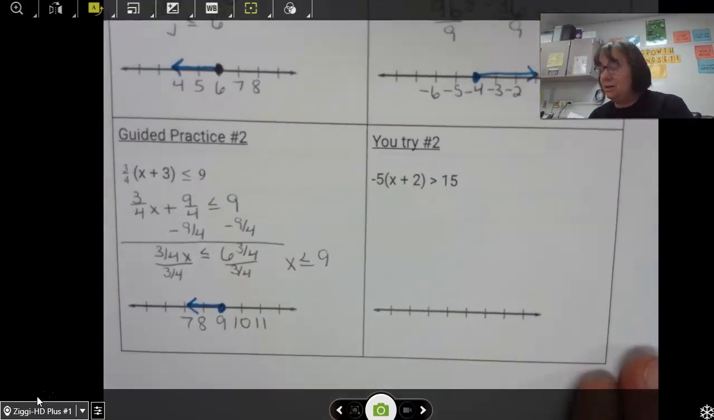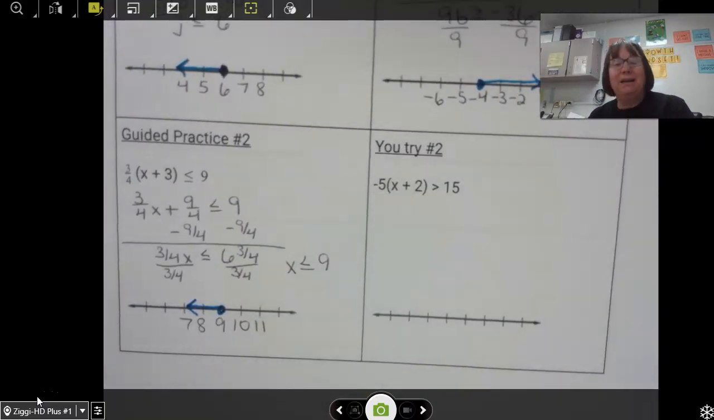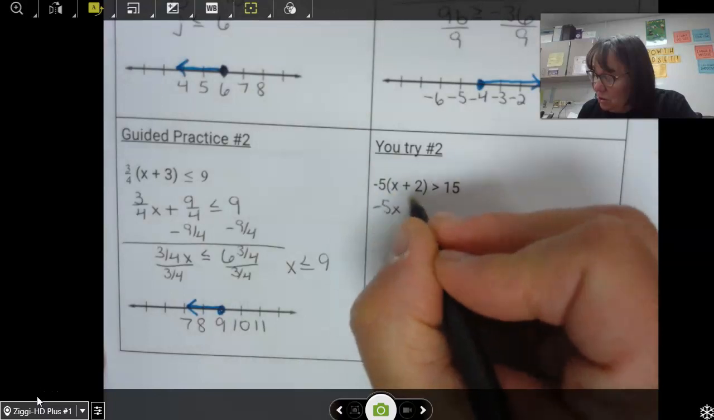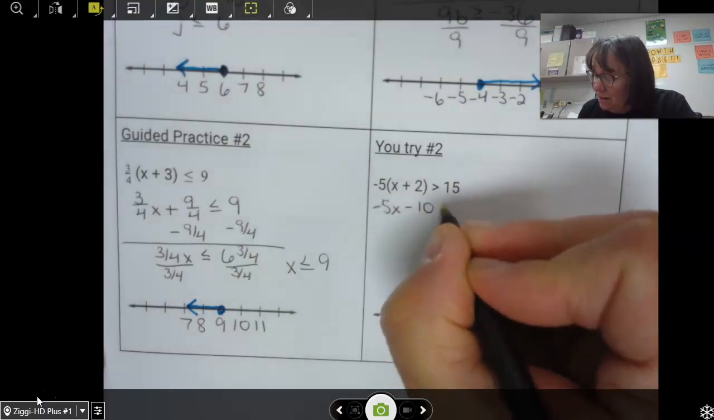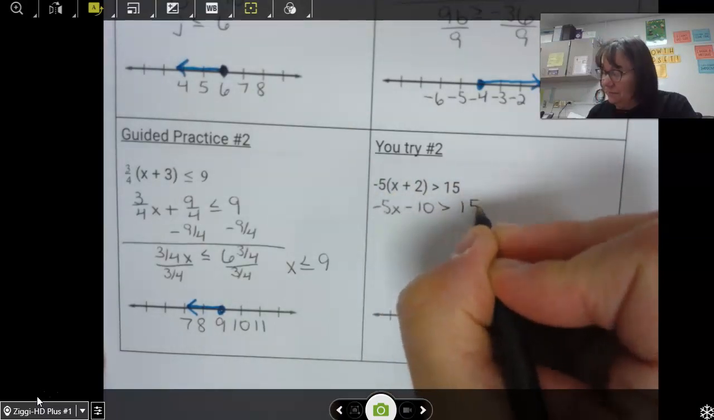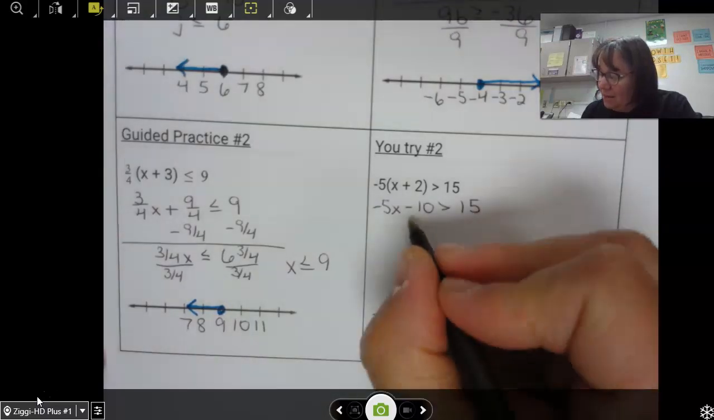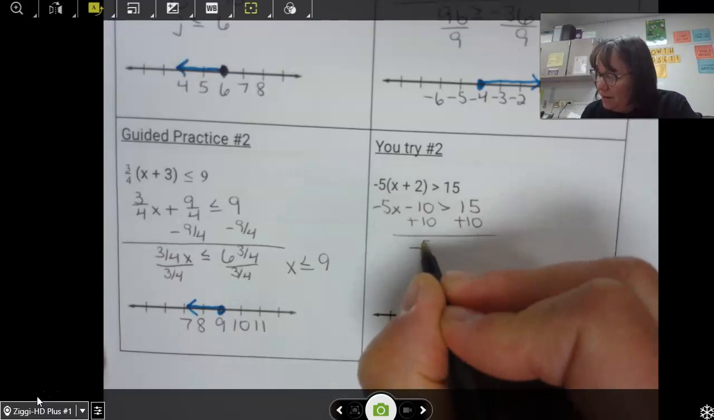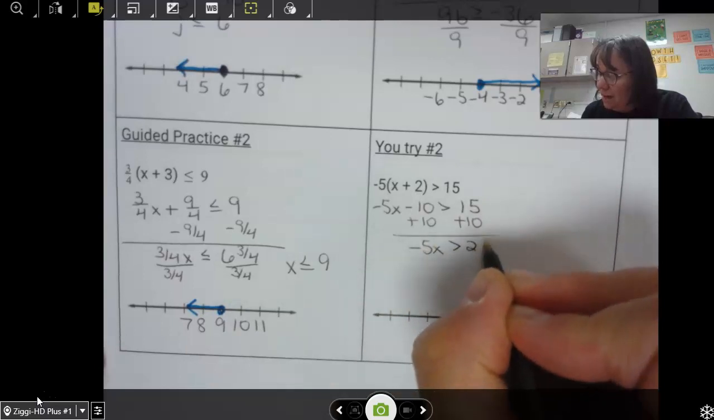Okay, you try the next one, come back, and you should see that negative 5x, negative 5 times 2 would be a negative 10, is greater than 15. I'm going to add the 10, do the opposite of what you see, and you have negative 5x is greater than 25.